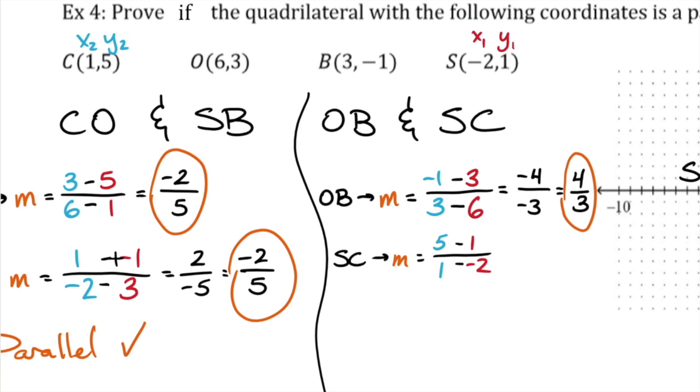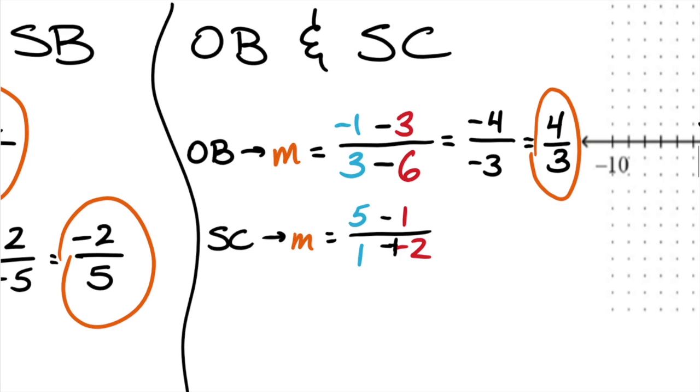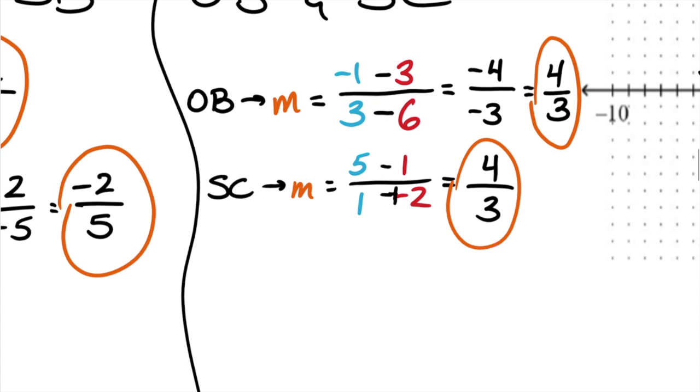So on the bottom, we got that double negative thing going on. I'm going to turn that into a plus sign, so it's 1 plus 2 down there. And then we're just going to go through it. 5 minus 1 is 4. 1 plus 2 is 3. Would you look at that? 4/3 is what we had before. The slopes are the same, so these two bits are parallel.